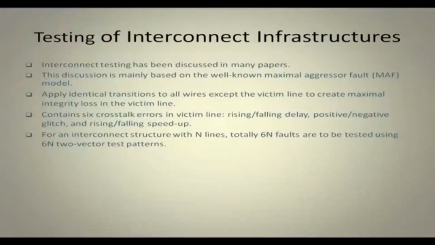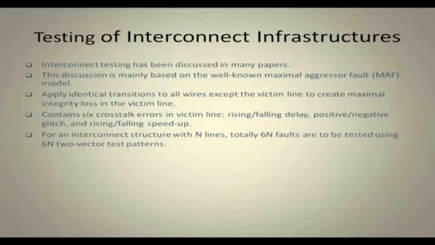So, it takes time. Similarly, there is falling delay. If it is a rising delay, that can also occur. See, all the lines, all the aggressors are at level 0 and the victim is trying to make a transition from 0 to 1. So, it will have some rising delay.